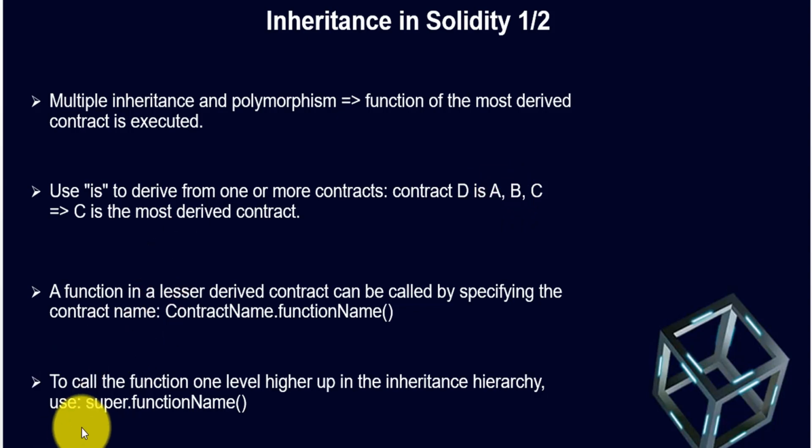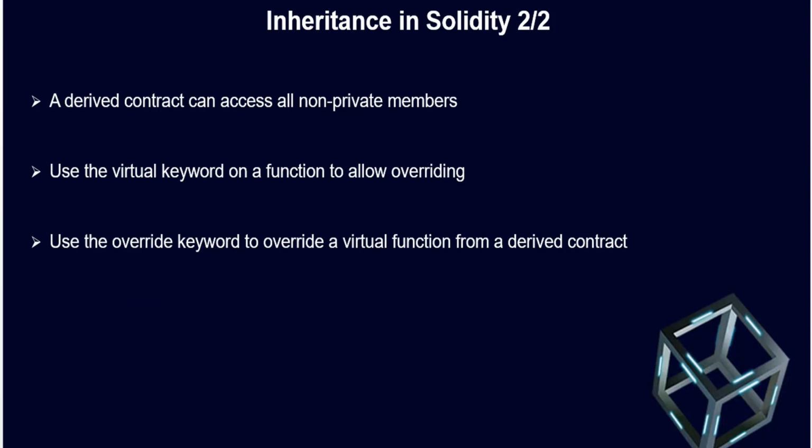We can also use the super keyword to call the function one level higher up in the inheritance hierarchy. So for example, if in our contract D we would call super.test, we would call the test function that's defined in our most derived contract, which is contract C. Also, a derived contract can access all non-private members.